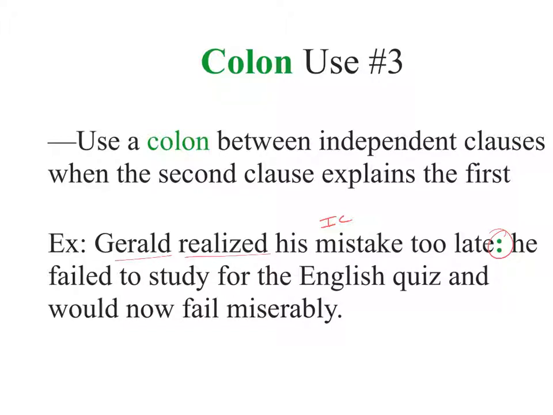Well, the part about failing to study and failing miserably clarifies the mistake that the first part mentions. So the second part of the sentence after the colon is an explanation of what came before. It explains what the mistake was. And that's how the colon functions. The colon tells the reader, I mentioned this mistake, and now I'm going to explain what the mistake was.